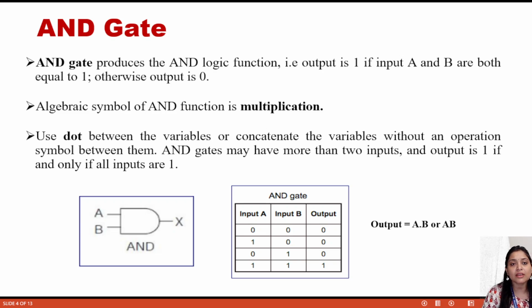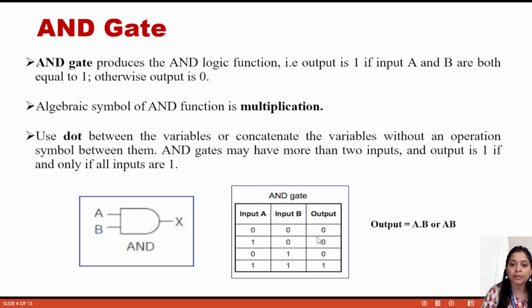So what is the AND gate? This is the symbolic diagram of the AND gate. You can see there are two inputs, A and B, and X represents the output. The output is represented as A dot B, or AB. You can write A dot B, or you can just omit the dot and write AB. The AND function is actually a multiplication process.